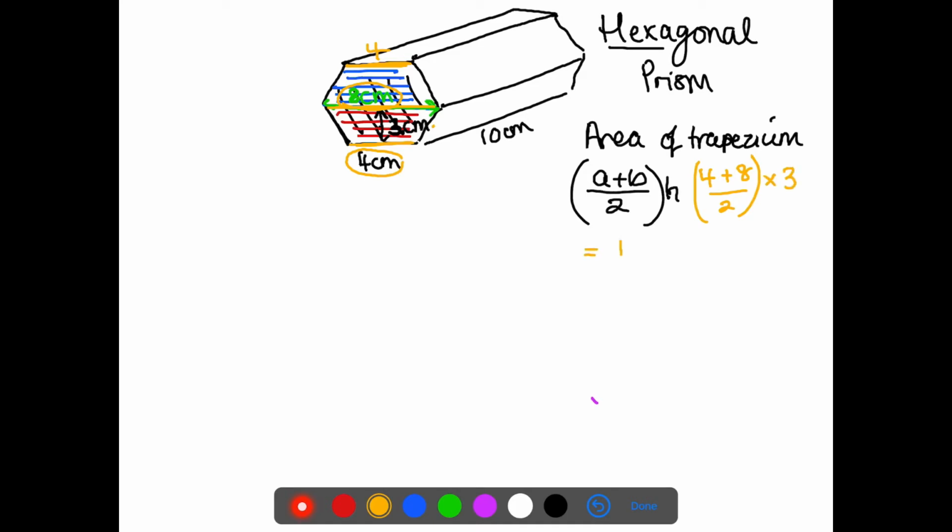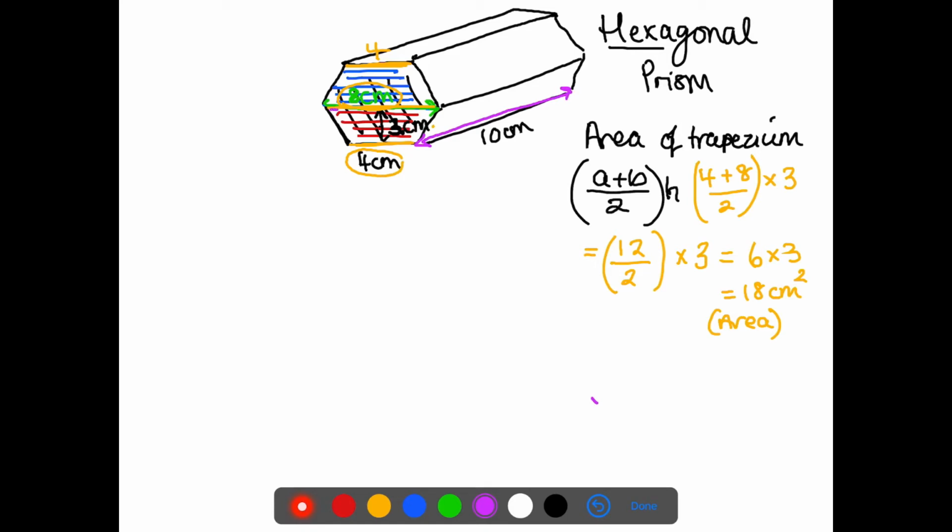Okay, so 4 add 8 is 12 over 2 times by 3. Well, 12 over 2 is 6, and so 6 times 3 is 18. So that's 18 centimetres squared for the area of the cross-section. Now, the last thing that we need to do is we need to find the volume of the entire thing.